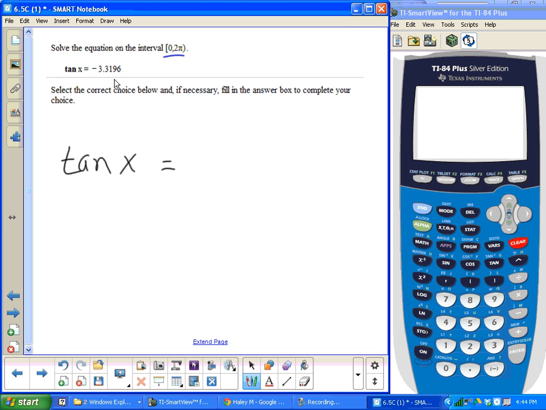Okay, tangent of x equals negative 3.3196. Since I don't know where the tangent is equal to negative 3.3196, I'm going to have to use inverse tangent on both sides. If I take inverse tangent on both sides, that tangent is going to go away, and it's going to leave me with the inverse tangent of negative 3.3196. Oh, I copied that wrong.